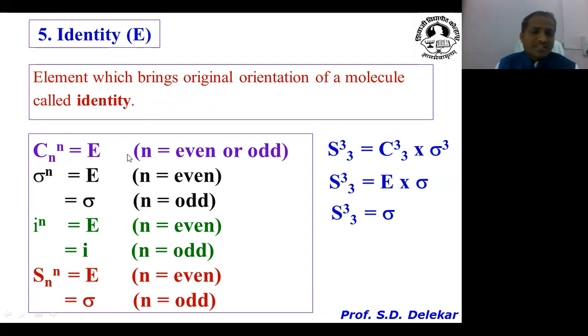So because of the same, in the case of Cn raised to n, when n is an even number or an odd number, meaning C2 raised to 2, C3 raised to 3, C4 raised to 4, in all such cases we are getting the original orientation of the molecule. Because of the same, Cn raised to n is equal to identity E when n is even or odd. Then sigma raised to n is simply E when n is even.